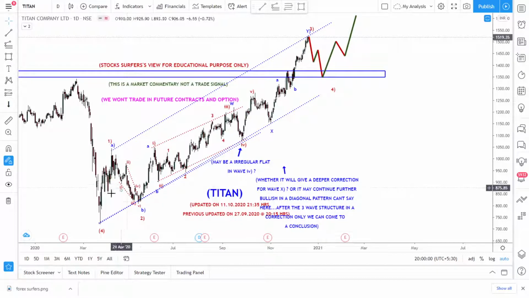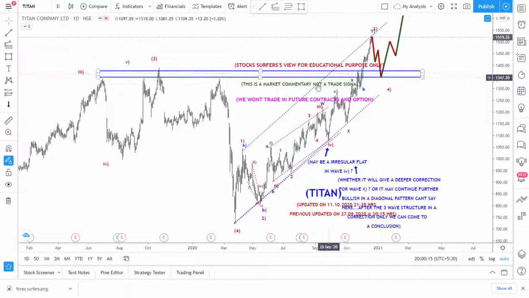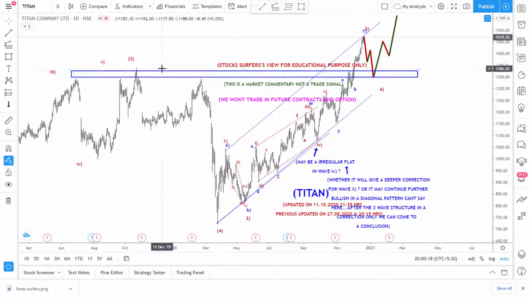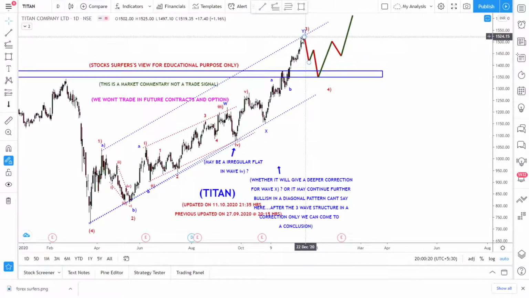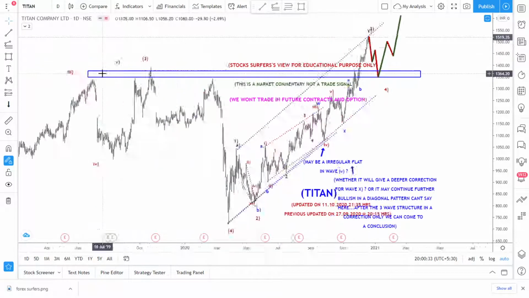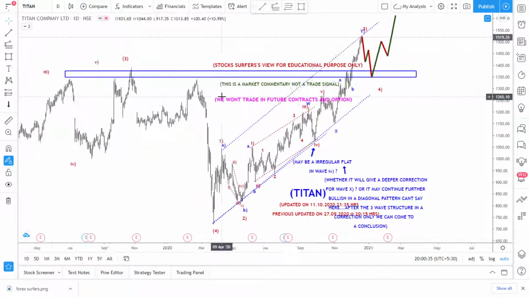So Titan also, this could be a diagonal triangle wave. In the previous one, I was not able to label it. What I said is it may again retest the previous level, which I have just drawn. So it could be another three-wave structure, and again it can go higher. In the previous, I said it could be a drop also, because this is the end of the trend, and we are already in the high. So this could be the end of the trend.